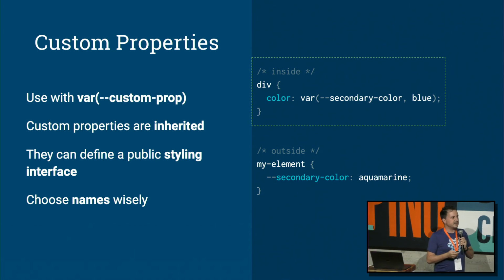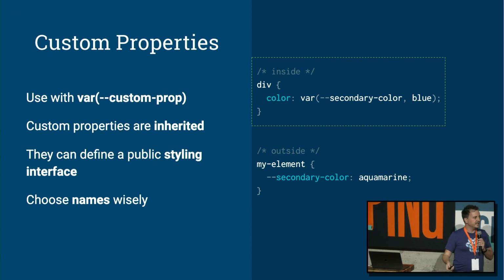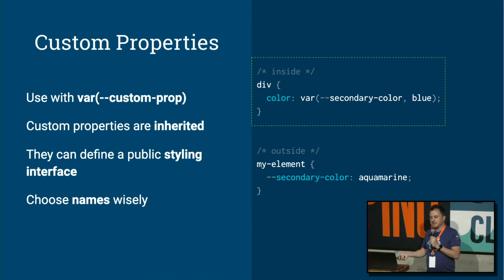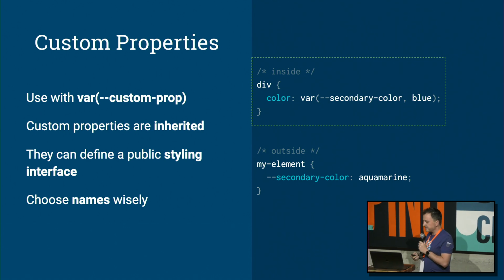So you can style the internals of a custom element if it uses a particular custom property and you know about that and use it. So you can define a custom public styling interface with these, right? On the inside of your component, you don't really declare that you're using a custom property. You just go ahead and use it.